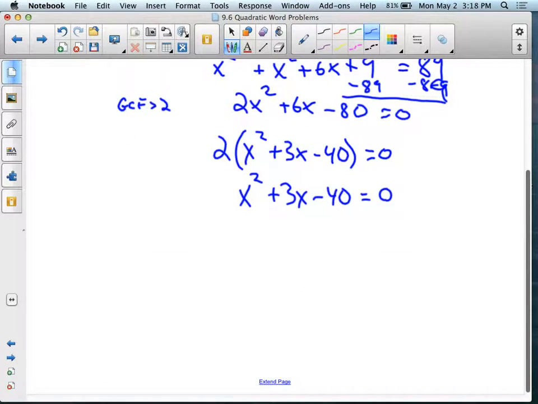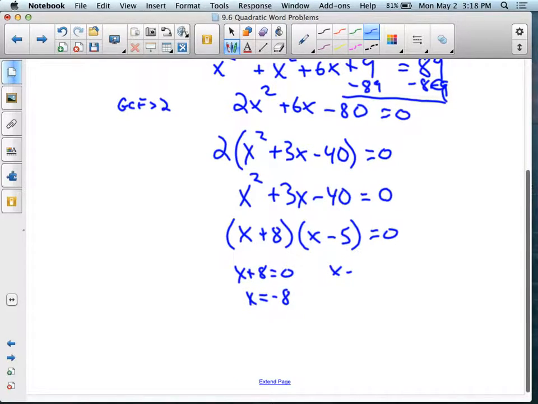We're looking for two numbers that multiply to negative 40 and combine to 3. How about x plus 8 and x minus 5? When I do my zero property, I'm going to get x equals negative 8. My other zero property gives me x equals 5.